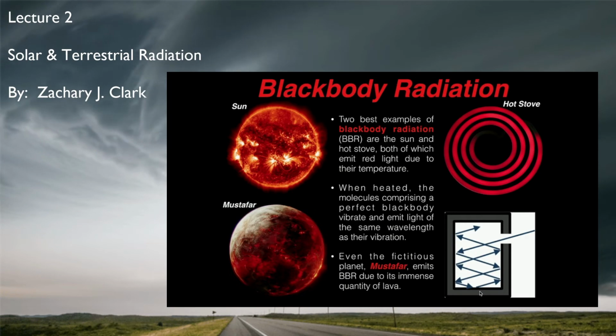Maximum emission is realized. The Earth and the Sun are nearly black bodies and are often assumed to be for simplicity. So the two best examples of black body radiation are the Sun and a hot stove, also the Earth, both of which emit red light due to their temperatures. When heated, the molecules comprising a perfect black body vibrate and emit light in the same wavelength as their vibration. Even the fictitious planet of Mustafar from Star Wars emits black body radiation due to its immense quantity of lava.